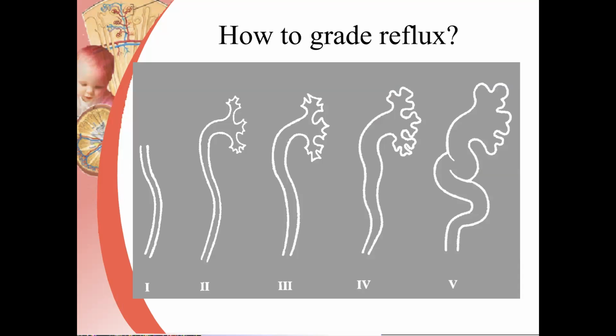How to grade reflux? This is a grading on a VCUG or an MCU. Grade 1, undilated distal ureter. Grade 2, undilated entire ureter and maybe the calyceal system also. Grade 3, mild dilatation of the ureter and the calyceal system. Grade 4 is minimal tortuosity, dilatation of the calyces, but papillary impressions are present. Grade 5 is grossly dilated and tortuous ureter. Loss of papillary impressions, also known as clubbing of calyces. So these are all typical features of a grade 5 reflux.